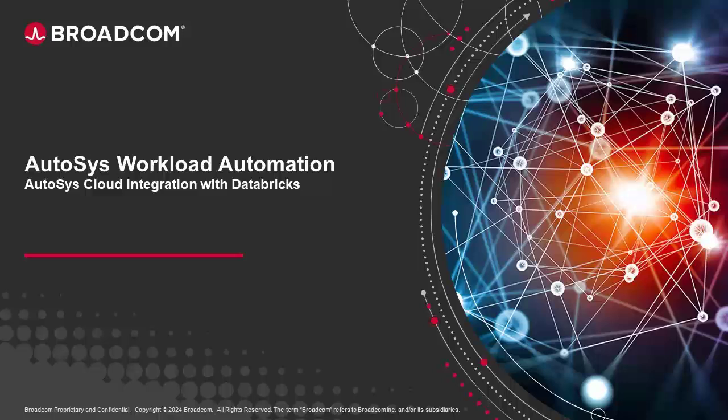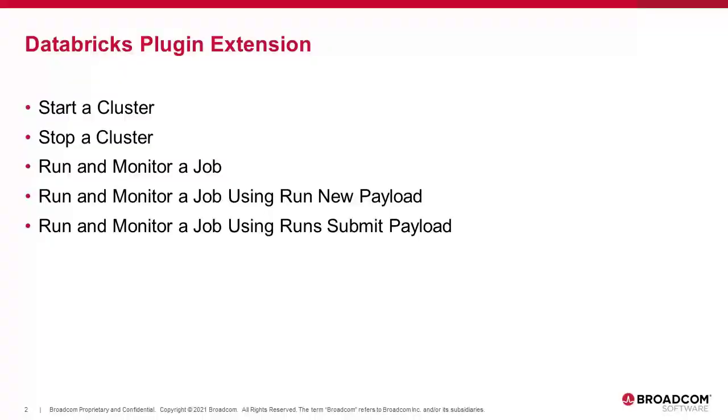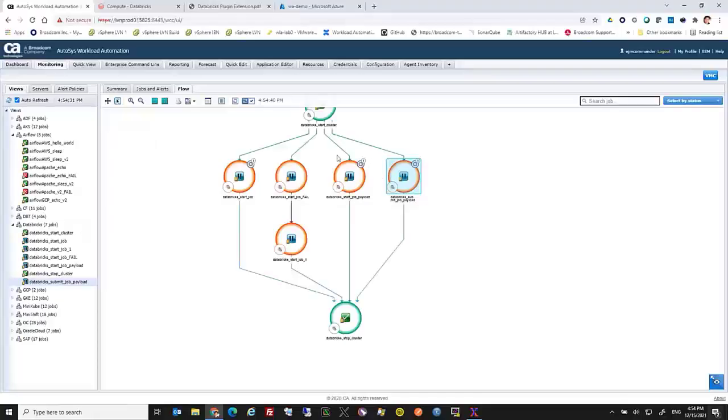In this video, I'm going to demonstrate the capabilities of the Databricks plugin extension. The plugin extension uses the Databricks public REST API to start a cluster, stop a cluster, run and monitor a job, run and monitor a job using the run now payload, and run and monitor a job using the run submit payload. So here you'll see I have an AutoSys environment set up with a series of jobs.